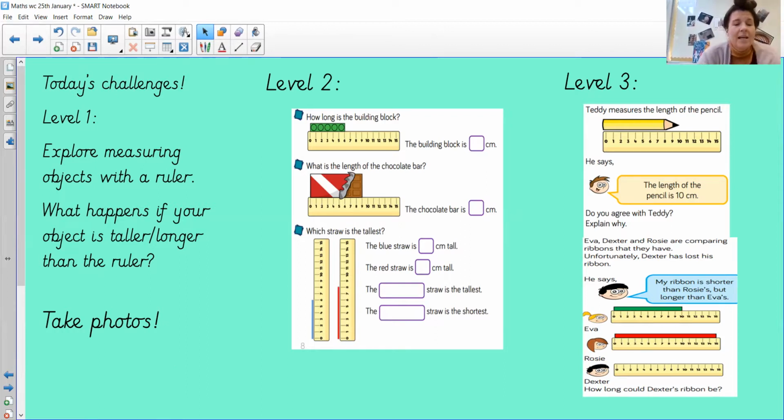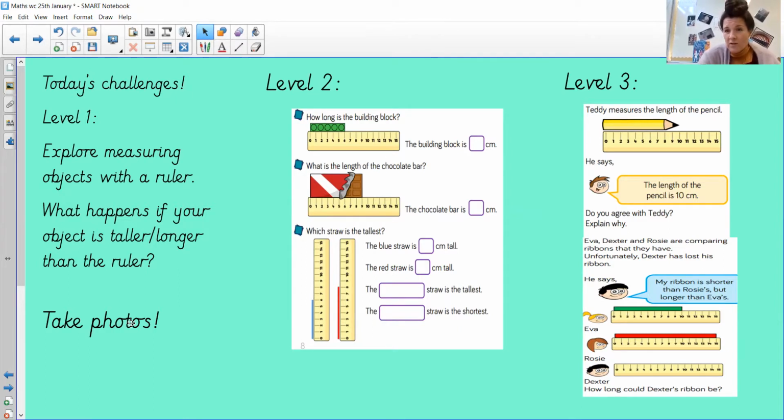Level 1 challenge today is to explore measuring objects with the ruler. Now, if you have a ruler at home or a tape measure, if you haven't got a ruler, you can use a tape measure. Then please just have fun finding objects around and measure with the ruler how I've showed you to, making sure that your objects sit where the 0 is, and then you count how many centimetres long or tall your objects are, okay? And then I've put a question here, what happens if your object is taller or longer than a ruler? So maybe you can have a think about that.